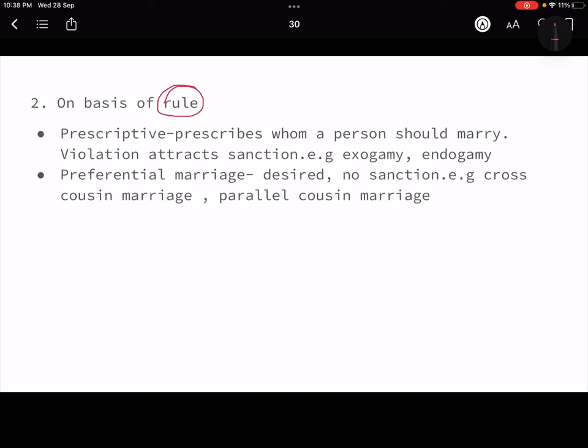Here also on the basis of rule you can put hypergamy and hypogamy also. There is no issue about that. Here we are going to read about two kinds of marriages, that is prescriptive and preferential.